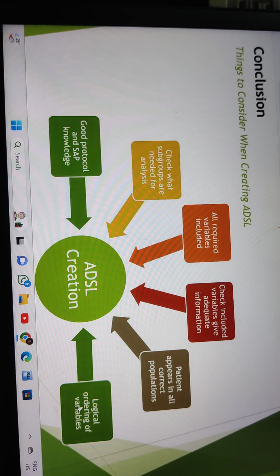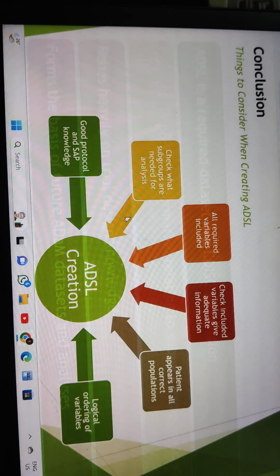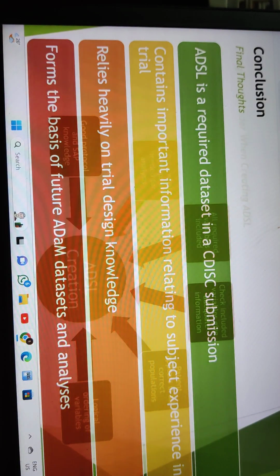Not only ADSL: if you create any ADaM dataset, it will be a completely analysis-driven dataset. So obviously you should understand the SAP and the TLF shells. Based on that you can create specifications, and then you can create the datasets. Okay, so that's it for the ADSL. Are there any more slides? Okay, there is one more slide, I guess.